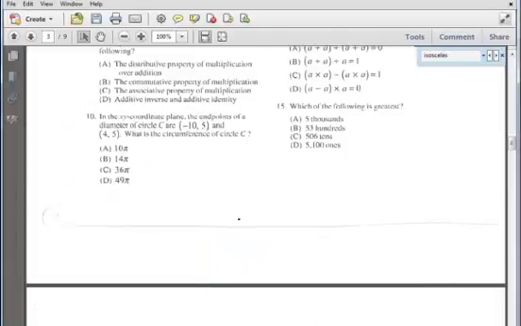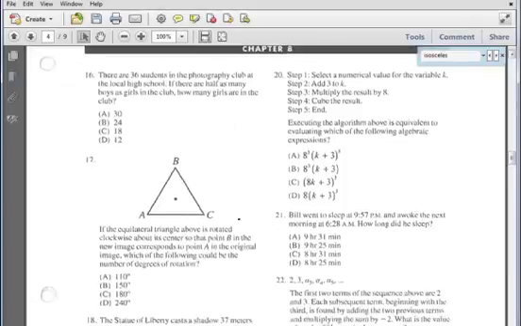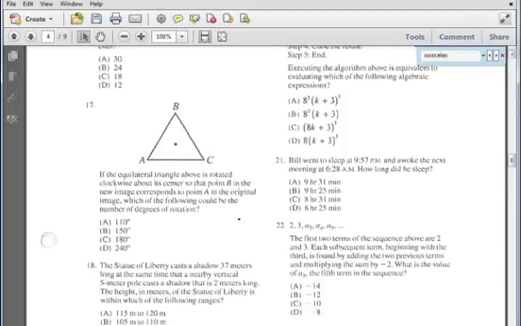I just looked at it, although I'm not sure exactly what it asked. There it is. It says, if the equilateral triangle above is rotated clockwise and its center is point B. Okay, this is rotation. It's symmetry, where you rotate objects, you reflect them, and you slide or translate them. Do you guys remember that from geometry? Yeah.